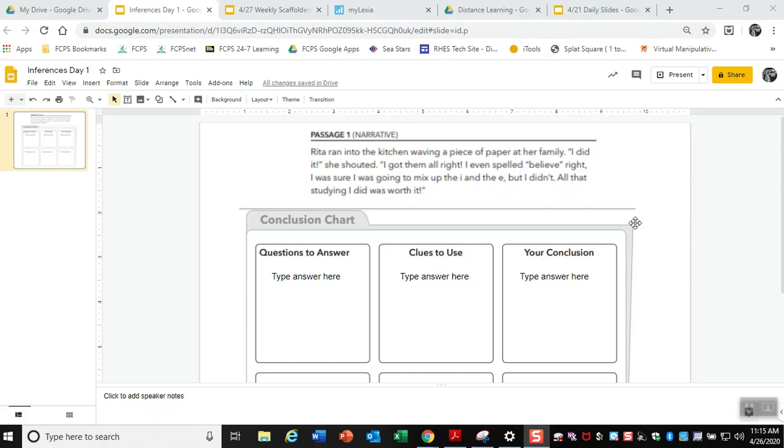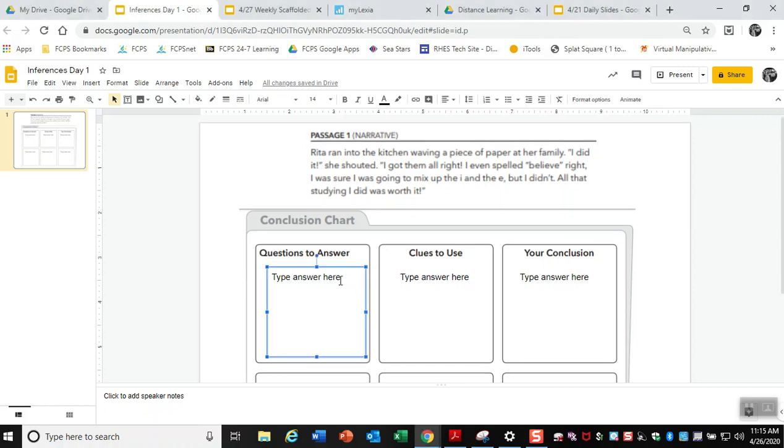So this passage doesn't tell me what Rita did, but it gives me clues to figure it out. So what I'm going to type here in my questions to answer is, what has Rita done? Because we don't know that, or the author doesn't tell us what she's done. So my question is, what has Rita done? This passage doesn't tell me what Rita did, but it gives me clues to figure it out.